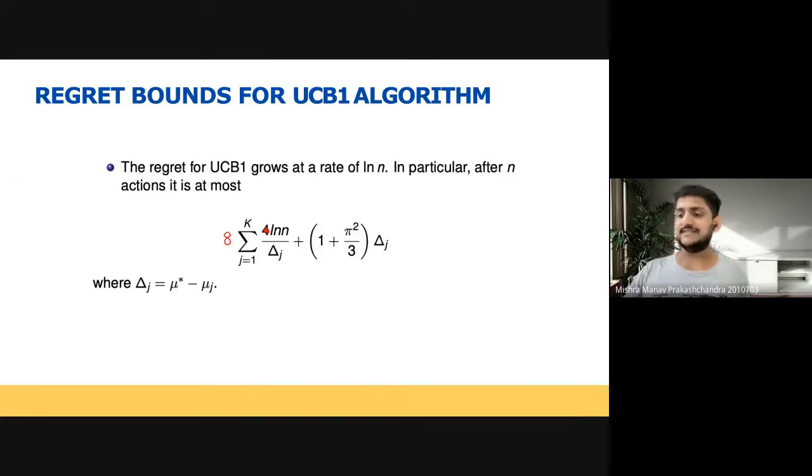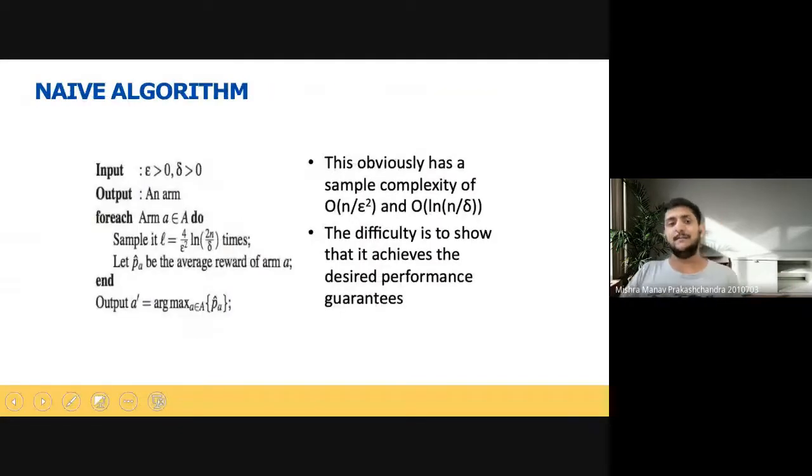Okay, so this is the regret bound for the UCB1 algorithm. So this UCB1 algorithm is very important to basically keep a check on the regret that we want when we are doing the multi-armed bandit problem. Next, beyond the UCB1 algorithm, there is something known as a naive algorithm. So now what we are doing is we are looking at the PAC bounds. Okay, so we have seen the regret bounds. Now we look at different PAC bounds that we can get.